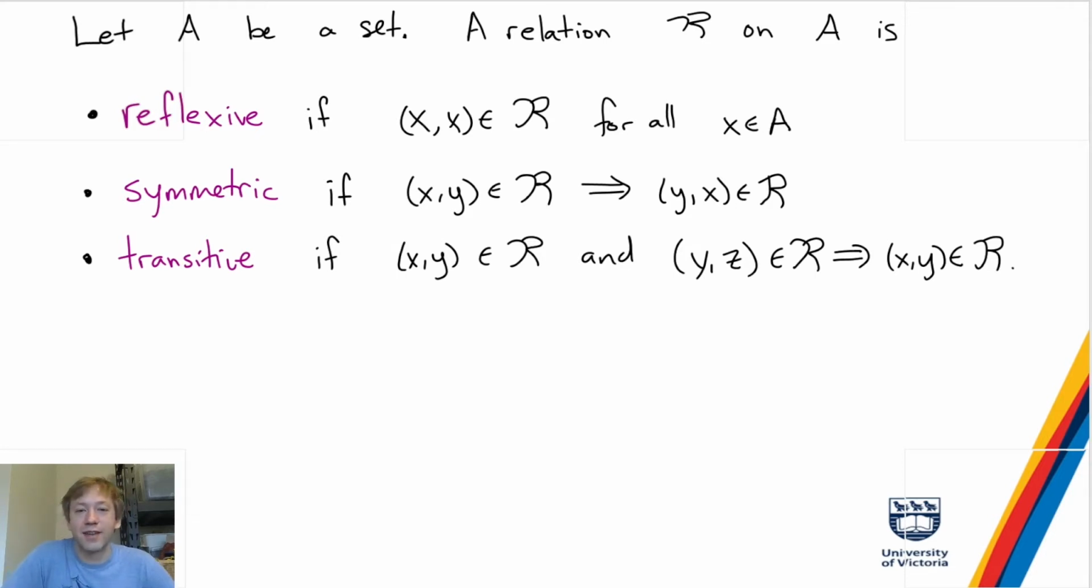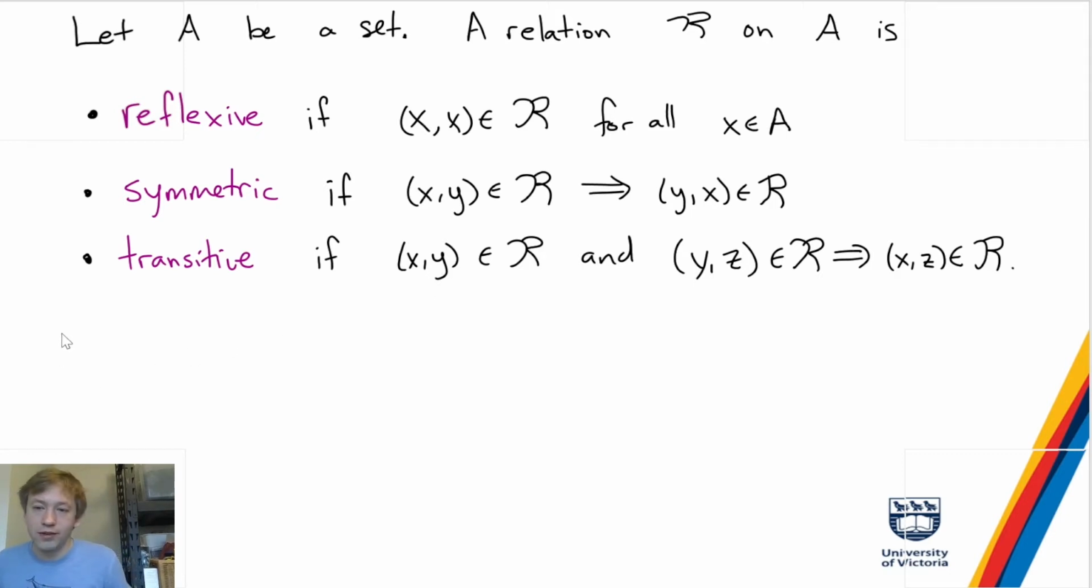So this says that if x is related to y and y is related to z, then x is related to z. Oops, I've got this wrong on the slide. Let me correct that. So this should say x is related to z. Okay, so I've written this again like a logical implication. But you should read this as whenever x is related to y and y is related to z, you have x is related to z. So you can kind of skip the intermediate thing, y.